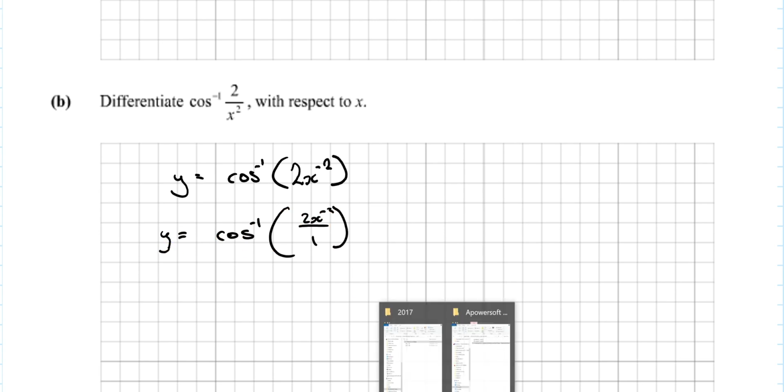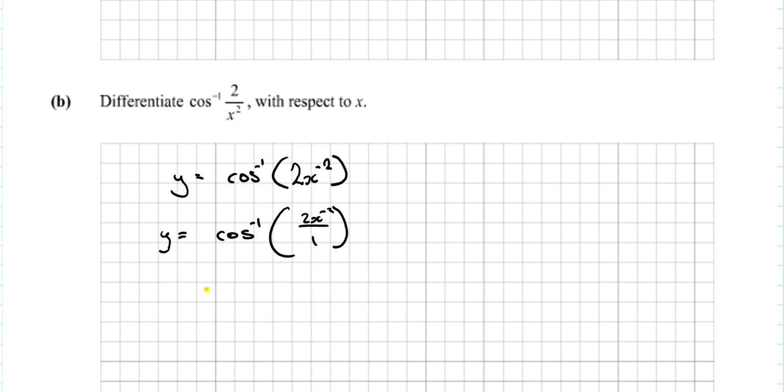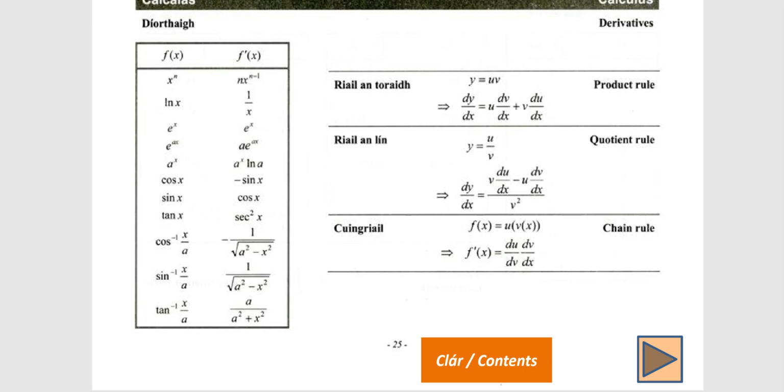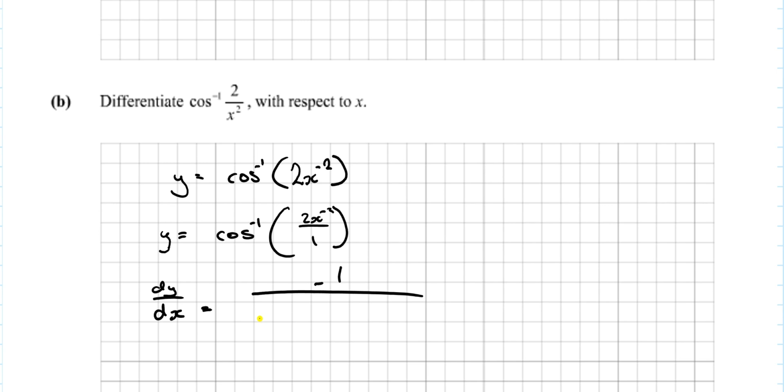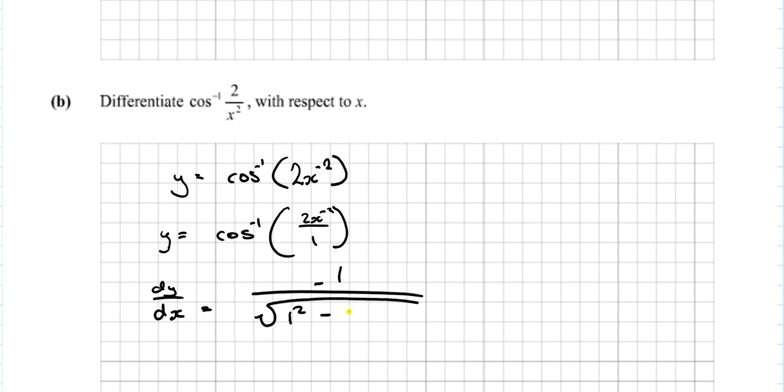So we're going to apply the rule from the log tables. So it's dy dx equals minus 1 over the square root of the bottom line. So this was 1, a squared, the square root of 1 squared minus the x, which was on the top line, squared. So minus 2x to the minus 2, squared. And it should always be multiplied by the differentiation of the top line. So the differentiation of the 2x to the minus 2 would give you minus 4x to the minus 3.